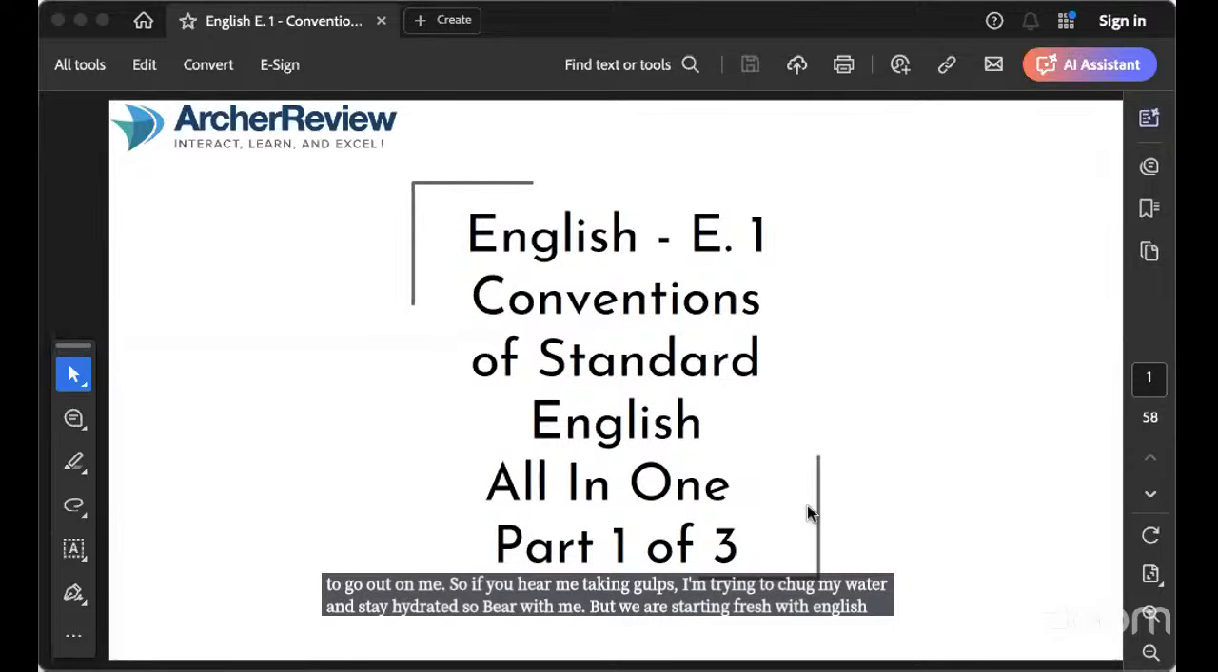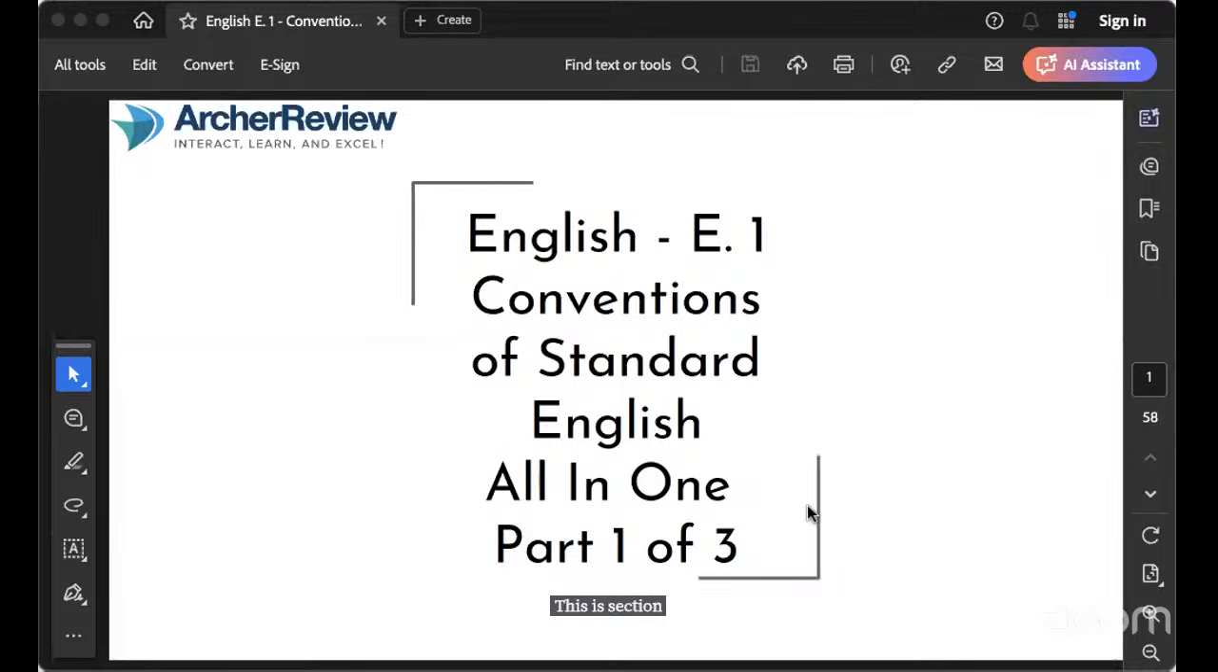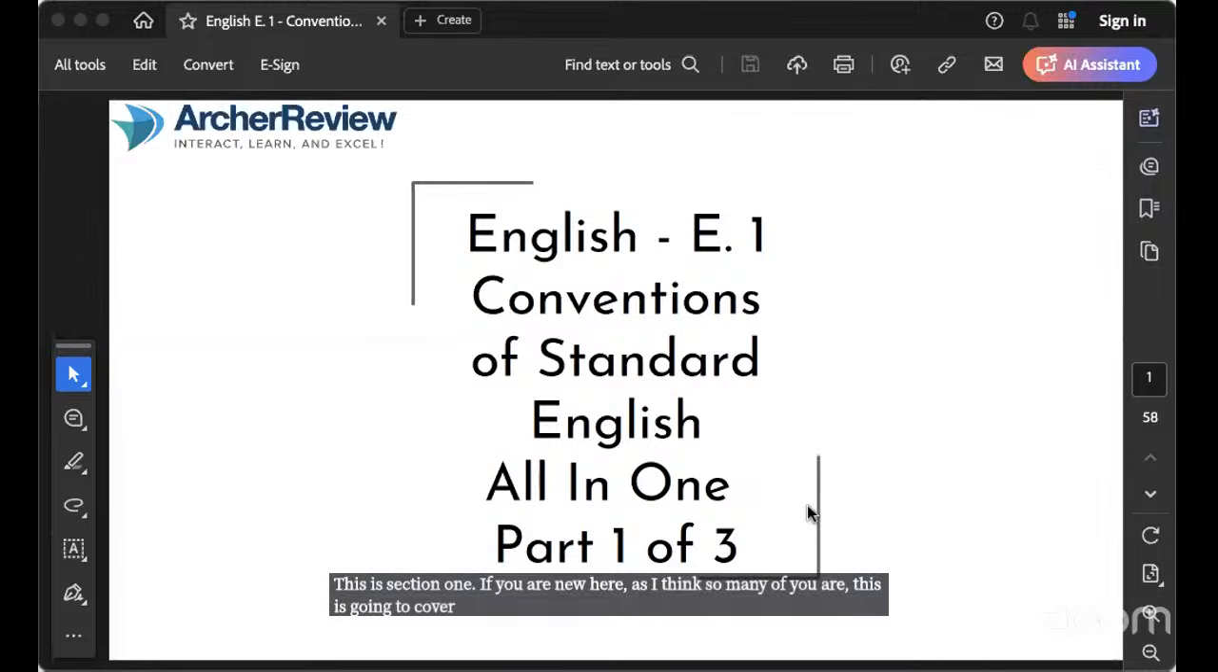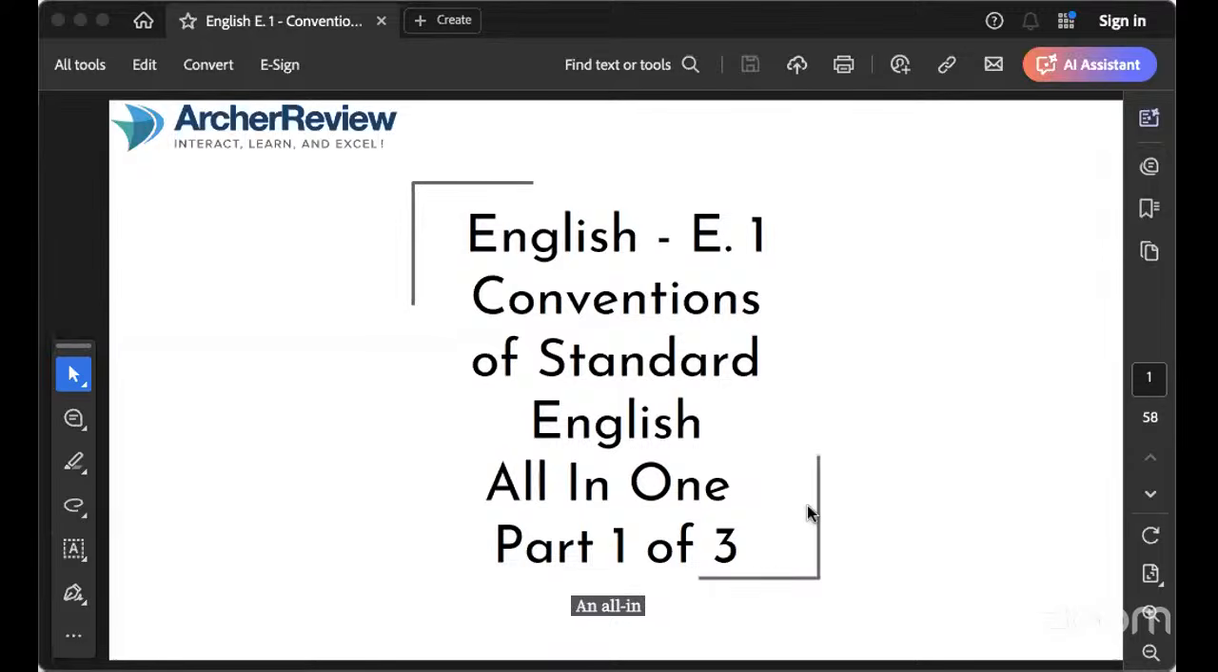But we are starting fresh with English. This is section one. If you are new here, as I think so many of you are, this is going to cover E.1, Conventions of Standard English, and this is part one of three. So the English portion has three, so we will do an all-in-one on each of those individual sections.